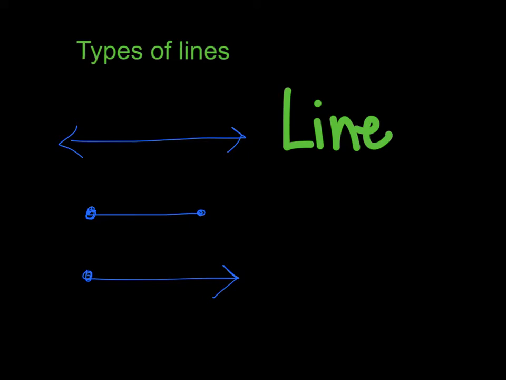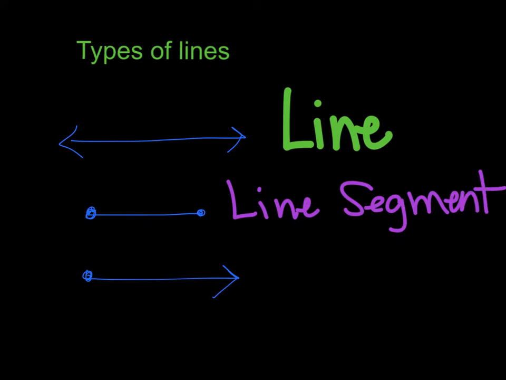The next one is a line segment. That means it's part of a line, or a piece of a line, and I can tell that by these endpoints, or the dots on the end. A lot of times mathematicians will label it. They'll label the endpoints A and B, and then they'll call this line segment AB. And we put a little line over it to show that it's a line segment.